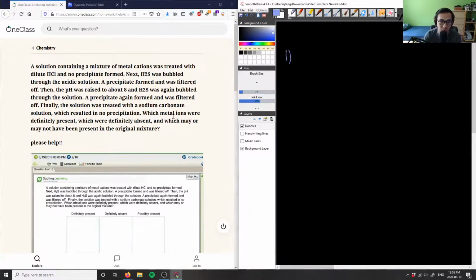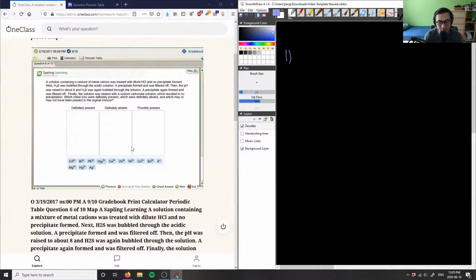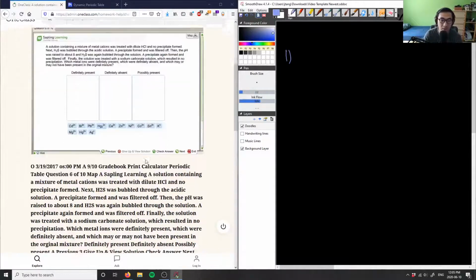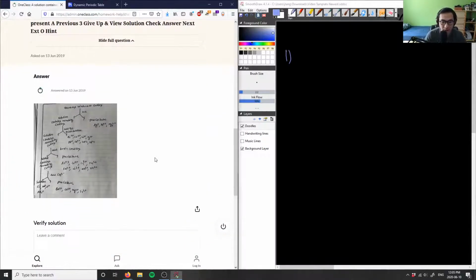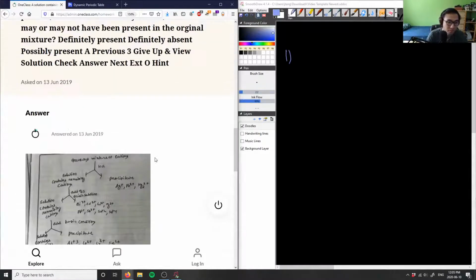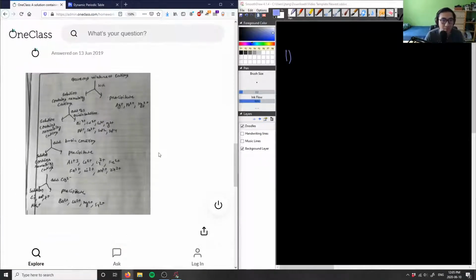So let's look at the solution here, and these are the metal cations that they give you. Let me maximize this and zoom in a little bit. I like this graph because it breaks down all the possibilities of which cations may or may not exist. It says here, aqueous mixture of cations. If I have HCl and it forms a precipitate, you're going to get either silver, lead, or mercury.